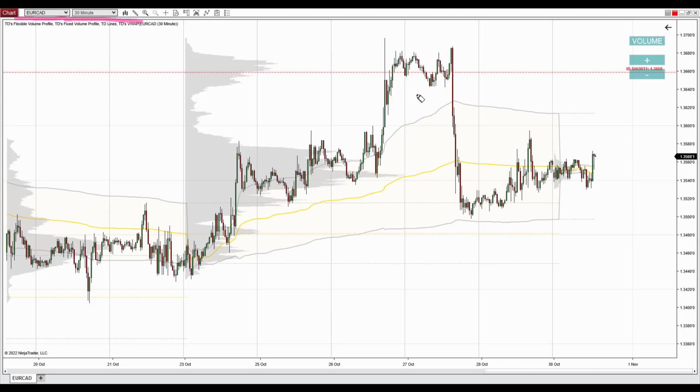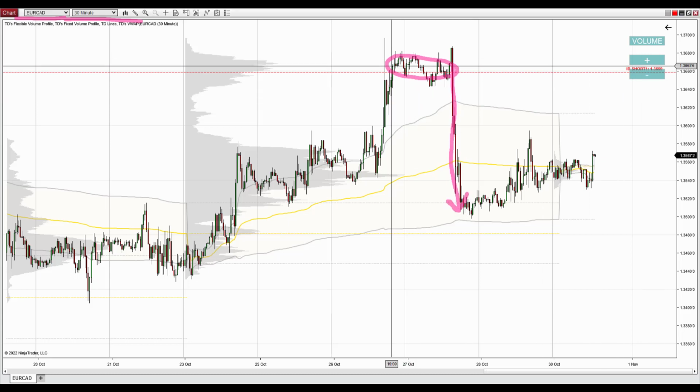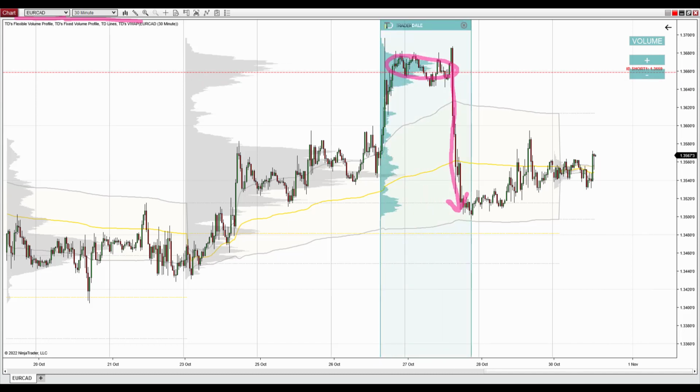And what I want to talk about is my favorite volume profile setup, which is called the volume accumulation setup. With the volume accumulation setup, what you want to see first is a rotation like this, and then a strong trend like this. What you do next, you use volume profile to look into the rotation area, like this.